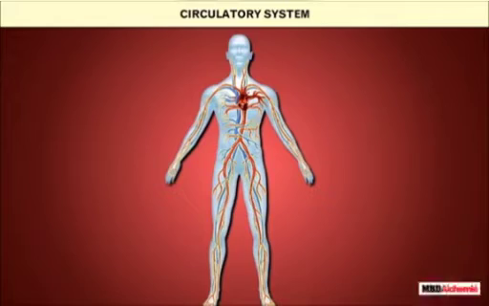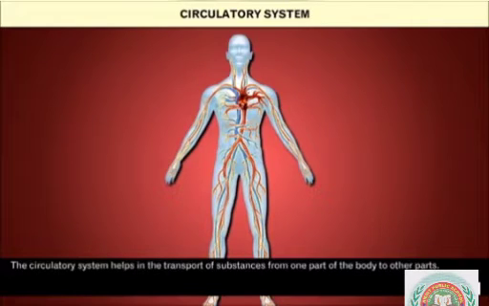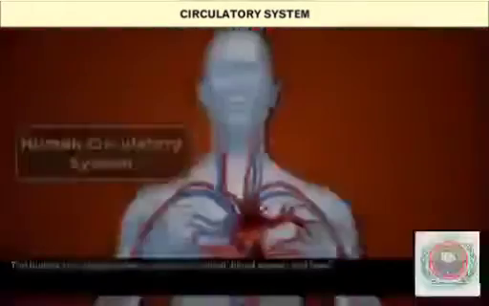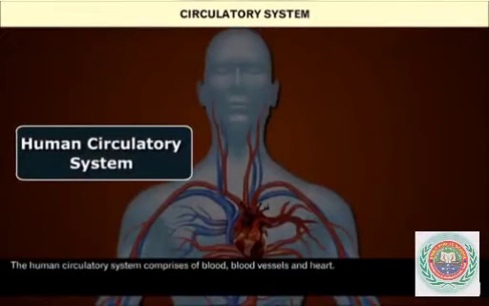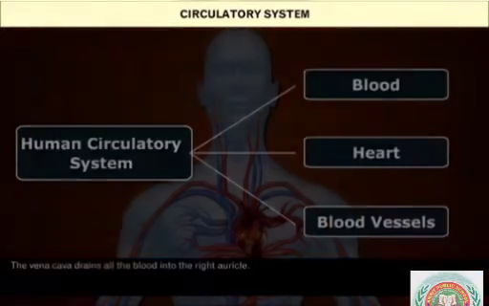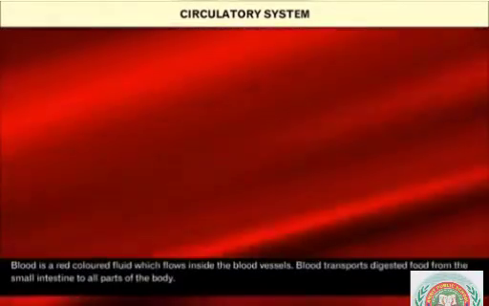Circulatory system. The circulatory system helps in the transport of substances from one part of the body to other parts. The human circulatory system comprises of blood, blood vessels and heart.